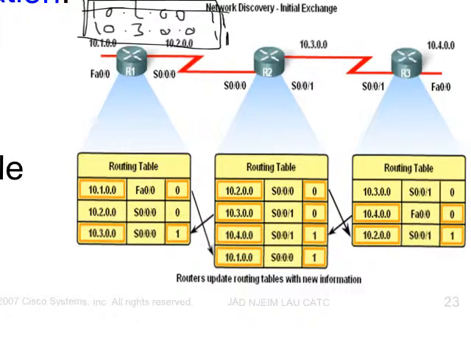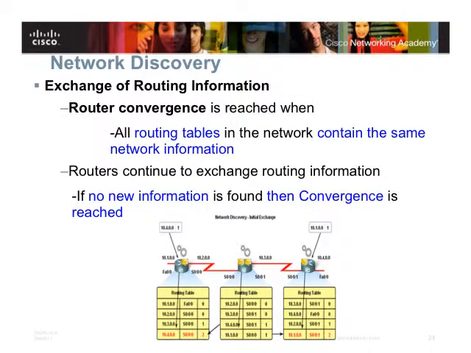Every time we have to ask ourselves, have we reached convergence? The answer is no. Why? Because this router, R1, still does not know anything about this network. This router, R3, still does not know any information about this network. So we have to wait a little bit before we decide on convergence. Okay, next step.